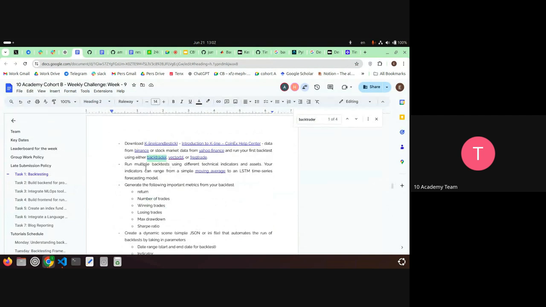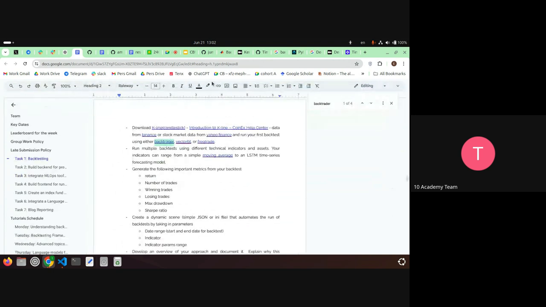But you can build a strategy that uses some time series forecasting. So this is LSTM, but you can use even a language model or another kind of time series forecasting model to predict the value in the future, and your strategy can be based on those.